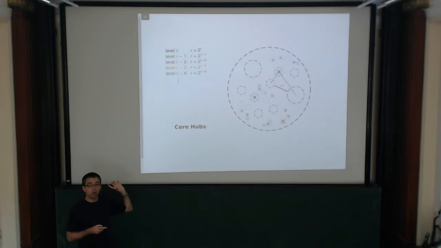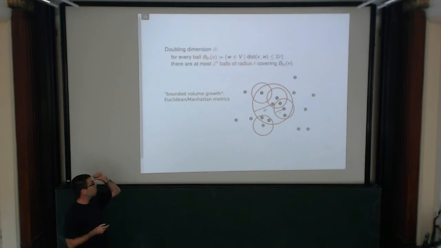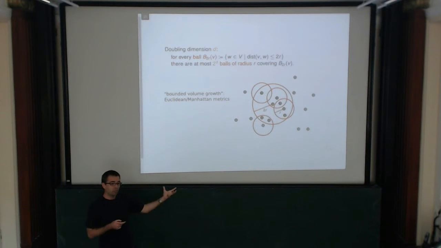But they have an additional nice property, which is that the core hubs have small doubling dimension. So let me define the doubling dimension. The doubling dimension is defined for any metric. Okay, and so for this metric, let's say you take an arbitrary ball of radius 2r, for any r, around any vertex.